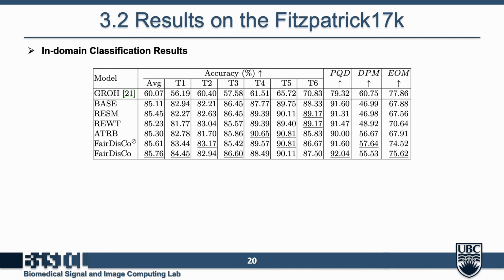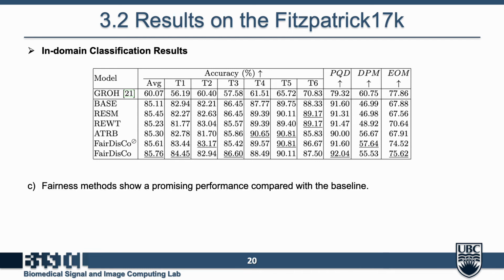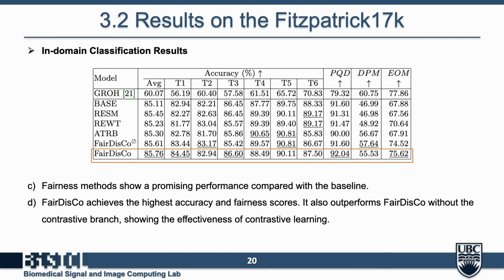Come back to the in-domain classification results. We could find fairness methods show a promising performance compared with the baseline, and in addition, FairDisCo achieves the highest accuracy and fairness scores. It also outperforms FairDisCo without the contrastive branch, showing the effectiveness of contrastive learning.